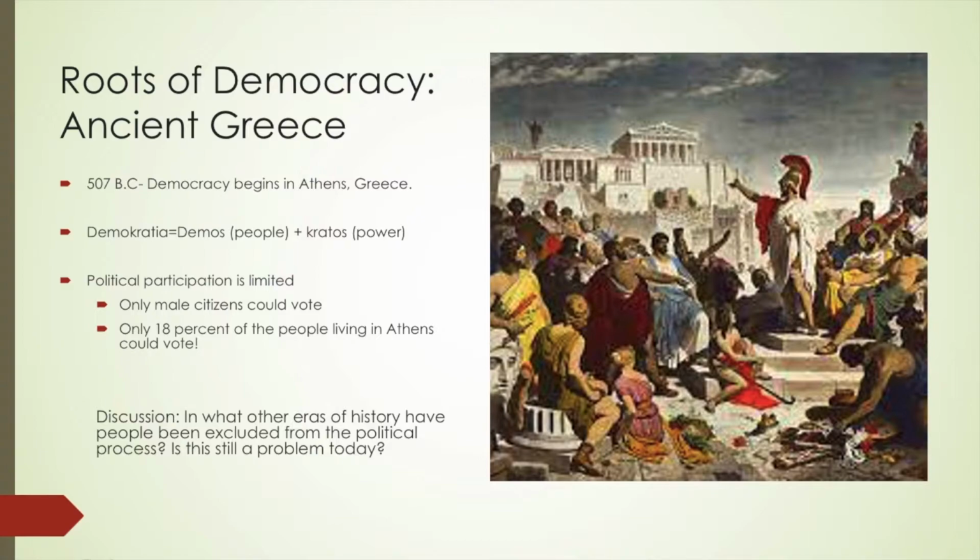What's interesting about ancient Greece is that political participation was very limited. So although it was a democracy, not everyone had an equal voice. Only male citizens were allowed to vote. Women couldn't participate, and neither could slaves, which made up a significant portion of the population in ancient Greece. Overall, only 18% of people living in Athens could vote. So although this was a step forward in terms of people having power, it wasn't a system where everyone's voice was valued.